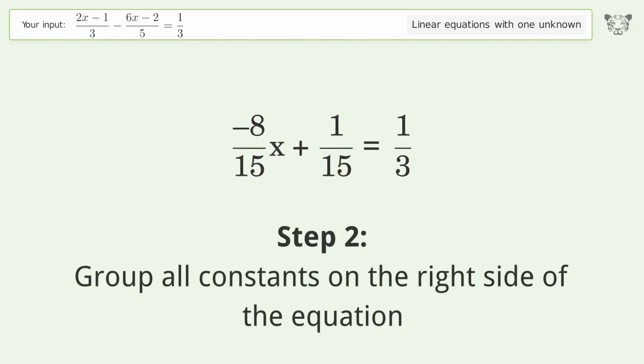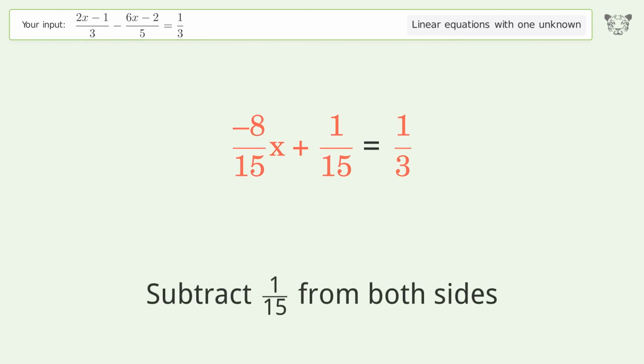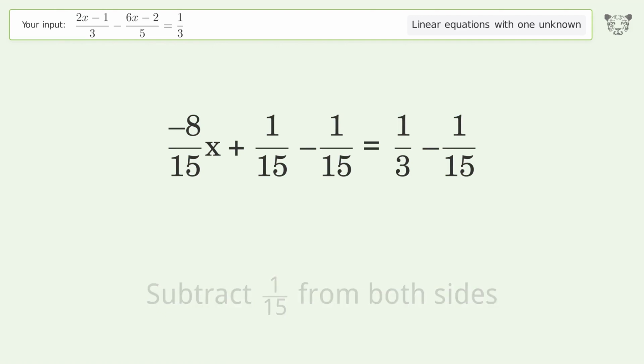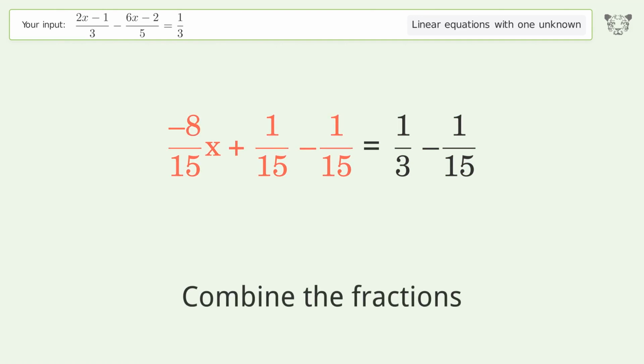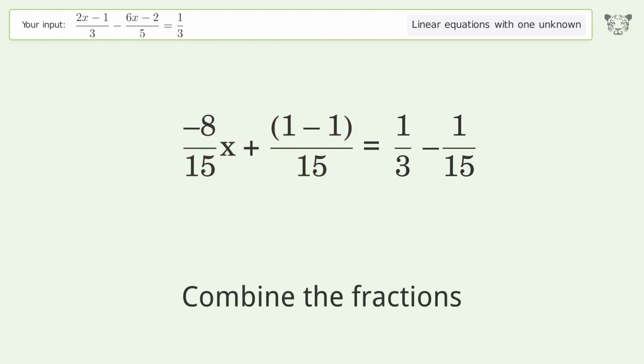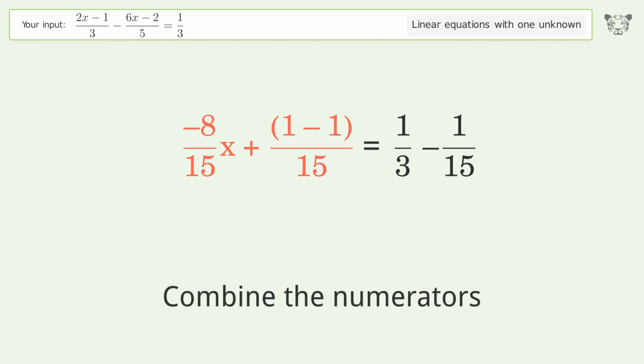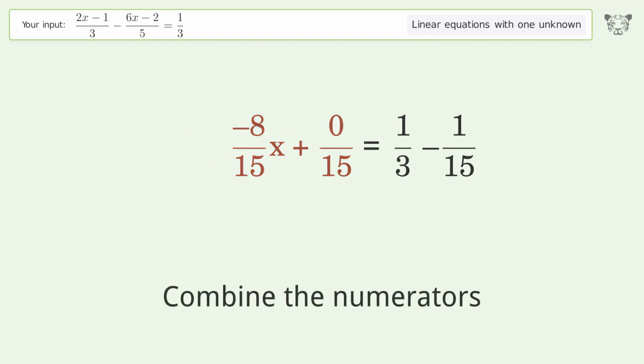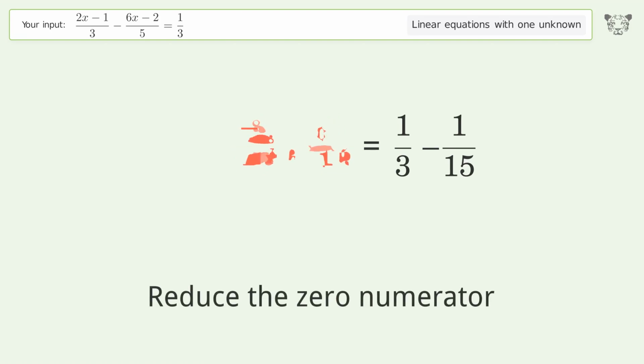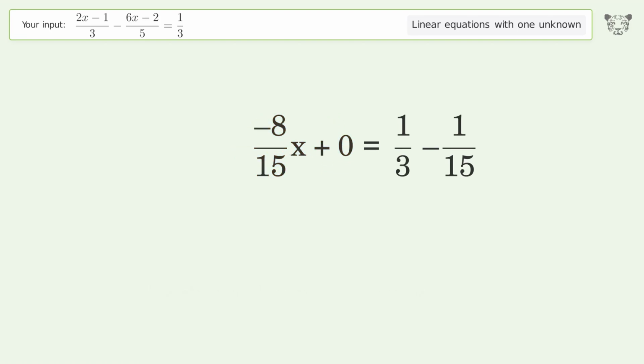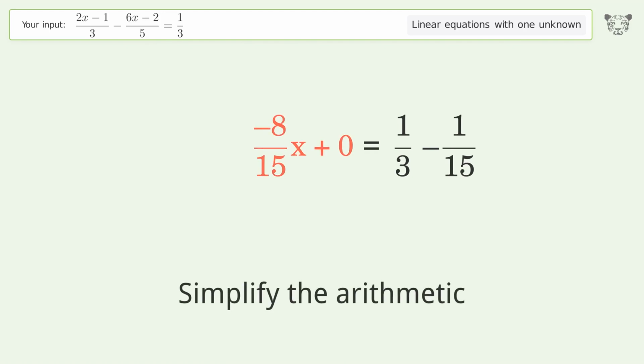Group all constants on the right side of the equation. Subtract 1/15 from both sides. Combine the fractions. Combine the numerators. Reduce the zero numerator. Simplify the arithmetic.